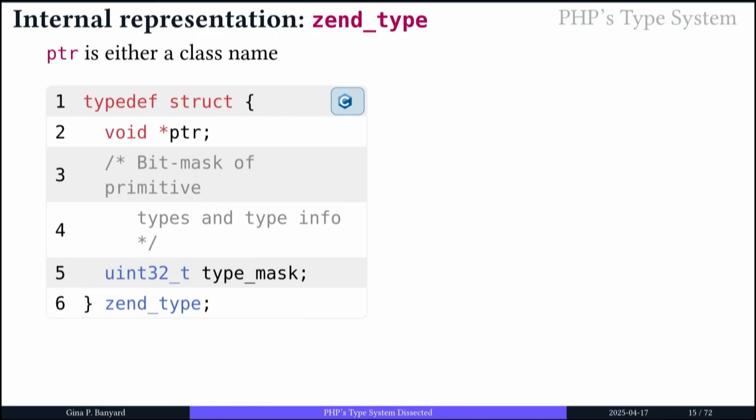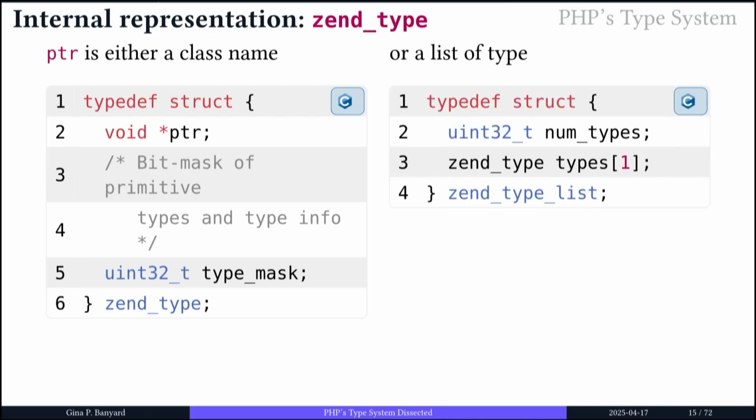And otherwise, for representing type declarations that they use in property types, return types, and parameter types, we have the zend_type structure, which has a bit mask of primitive values. Or you have a pointer, which is a class name. And for more complicated types, a list of types, which just tells you how many types you have, and then every type individually.